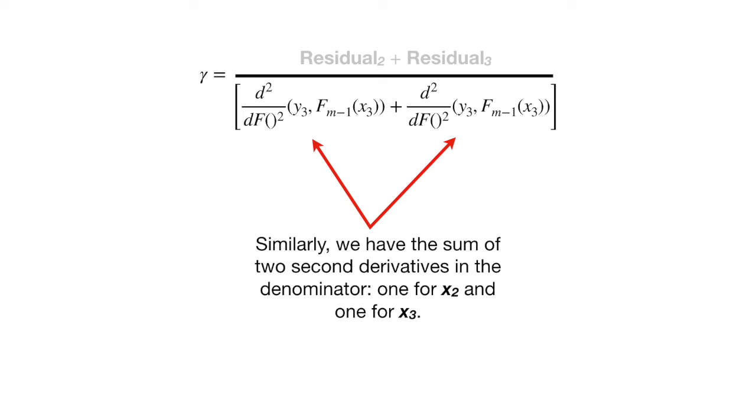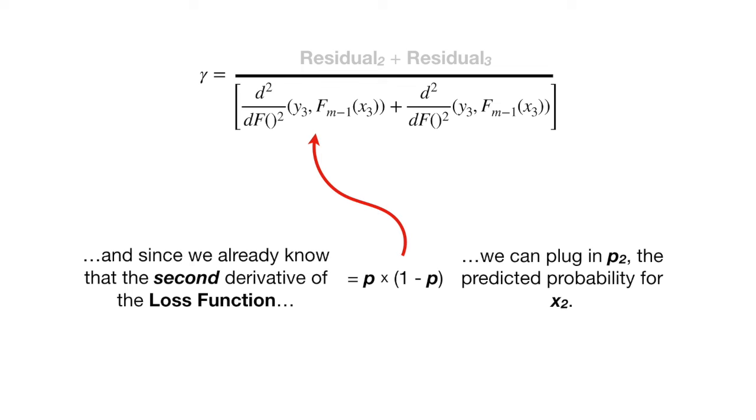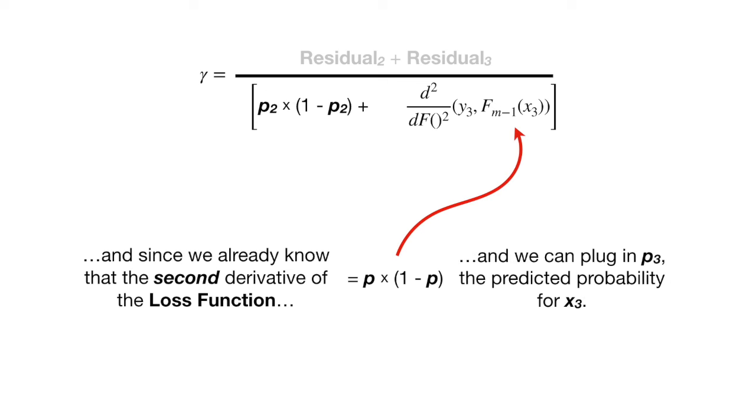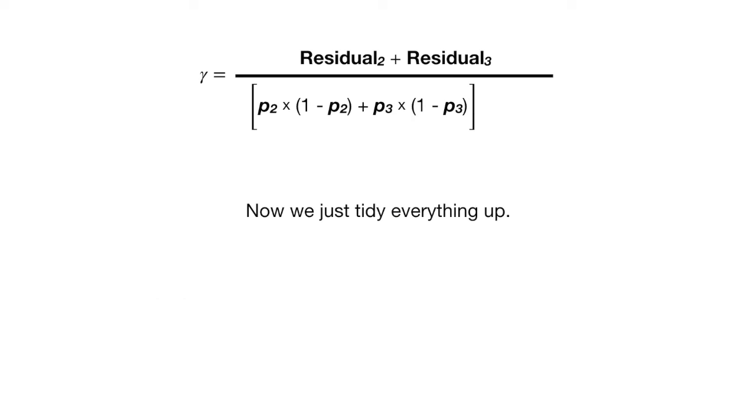Similarly, we have the sum of two second derivatives in the denominator, one for x sub 2 and one for x sub 3. And since we already know that the second derivative of the loss function equals p times 1 minus p, we can plug in p sub 2 for the predicted probability for x sub 2. And we can plug in p sub 3, the predicted probability for x sub 3. Now we just tidy everything up.